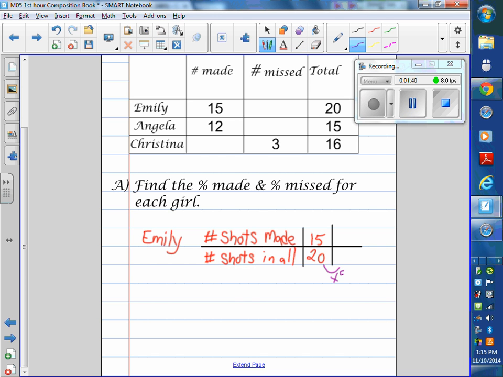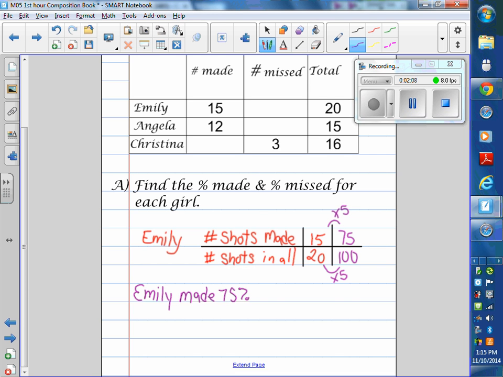Right, 20 times 5 gives us 100. We're looking for percent. Yeah, and then we did 15 times 5 was 75. Right, 75%. Right, so Emily made 75% of her shots. So how many did she miss? How many actual shots did she miss?